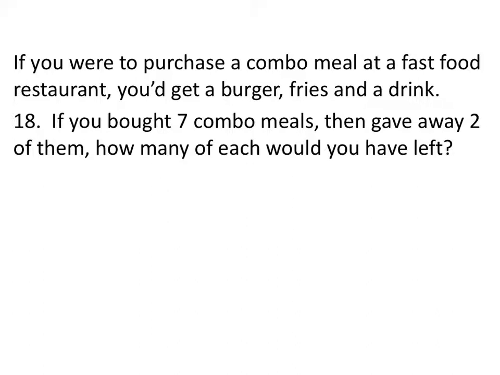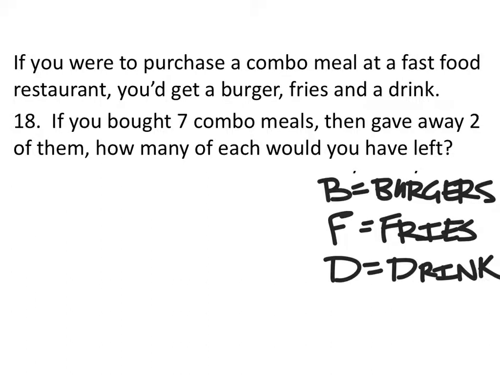Number 18, if you bought 7 combo meals, then gave away 2 of them, how many of each, I guess burgers, fries, and drinks would you have left? But let's show this using the expression, right? So B is burgers, F is fries, and D is for drinks. But we're going to buy 7 of those, right? 7 burgers, and 7 fries, and 7 drinks.